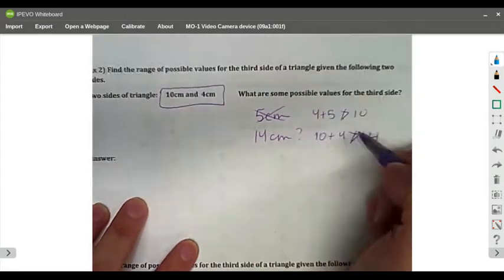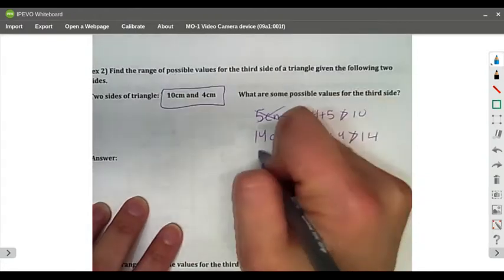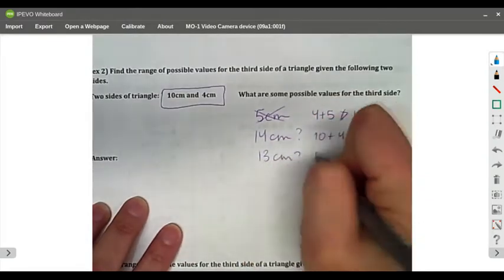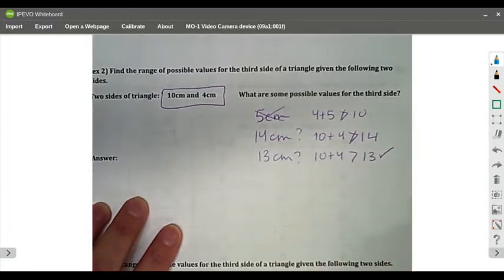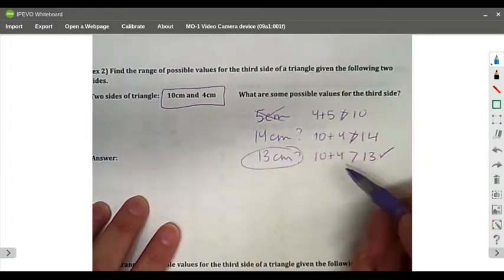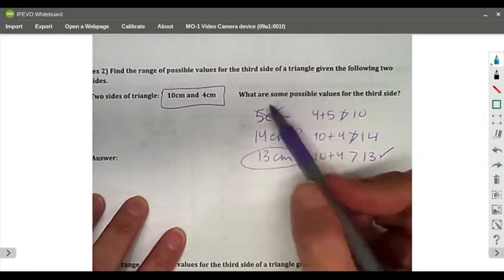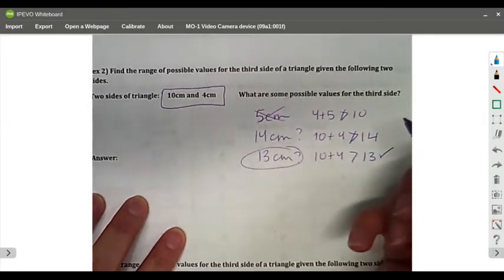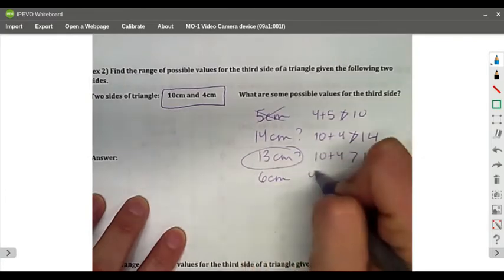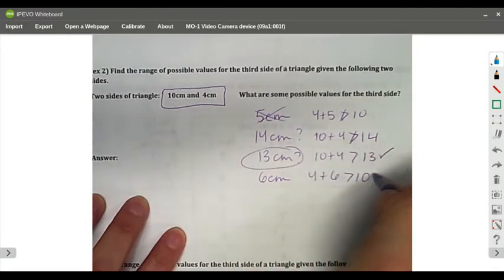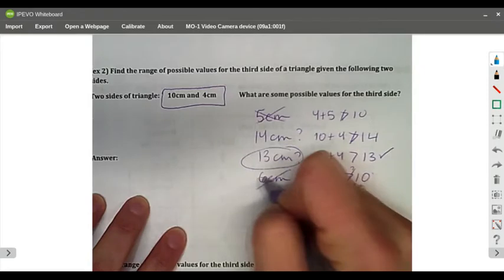What about 13? 13 centimeters, would that work? Well, 10 plus 4 is bigger than 13. So that's a yes. So 13 works. Let's see on the low end. So 5 didn't work. But what about 6? Does 6 work? Well, is 4 plus 6 bigger than 10? Oh, no, 6 doesn't work.